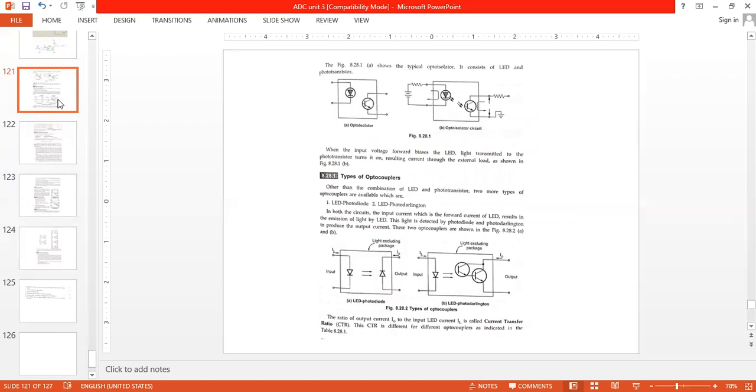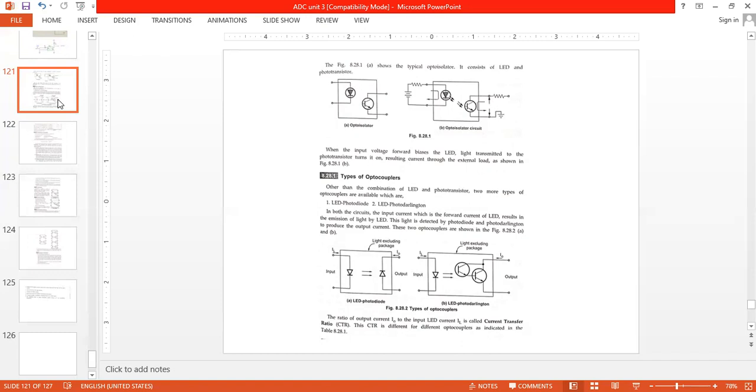There are two types of optocouplers available, by using different transmitters and receivers. One is LED photodiode and the other is LED photodarlington. In both circuits, the input current, which is the forward current of the LED, results in the emission of light by the LED. This light is detected by the photodiode or the photodarlington to produce the output current. These optocouplers are used in many applications.